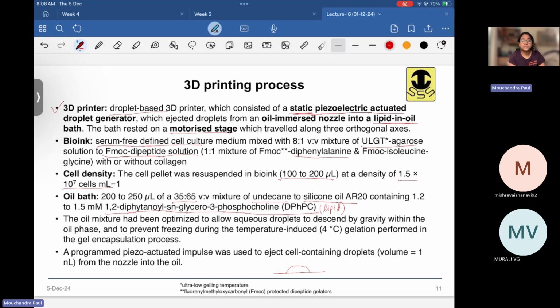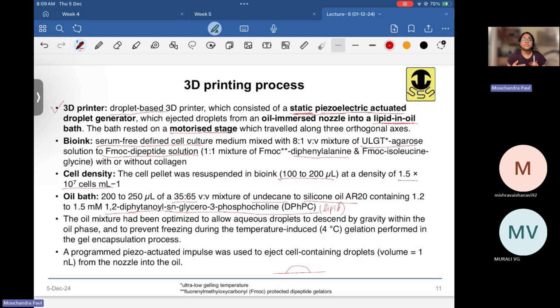But here, since they are using oil, they are controlling the speed at which the droplets are descending, because gravity will work slowly here, since oil is much denser, right? And there is one more advantage of using oil: you can make sure the droplets retain their size, retain their shape, sorry, they retain their spherical shape, all right? And as they are getting deposited, you will see that they are forming a hexagonal array. I'll show you in the image.